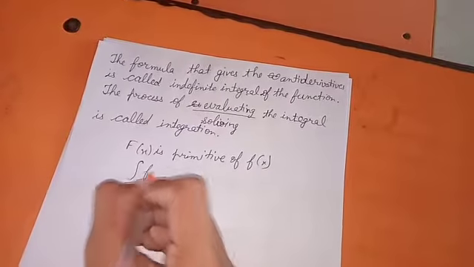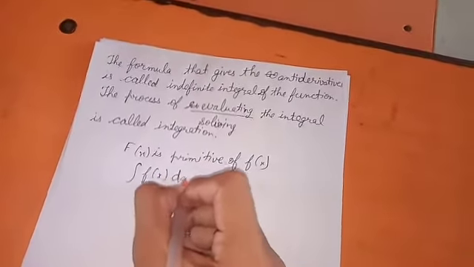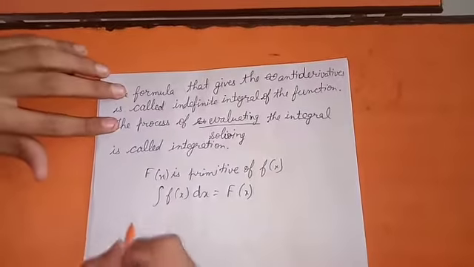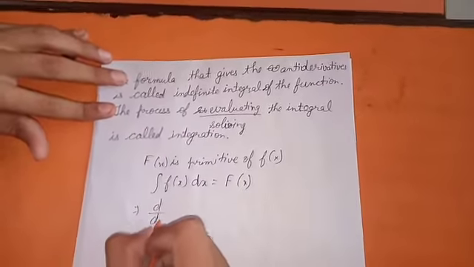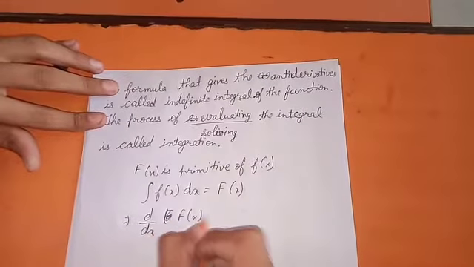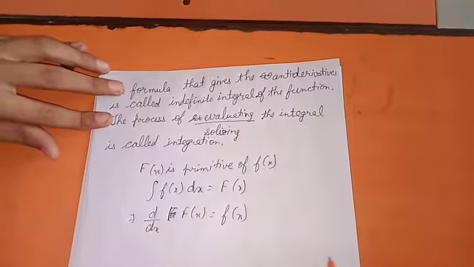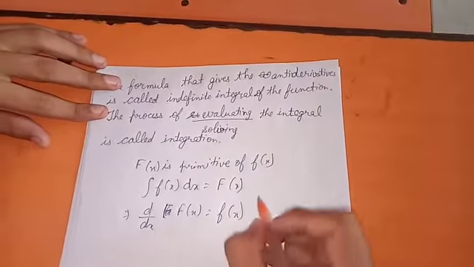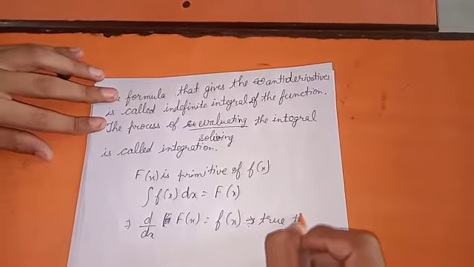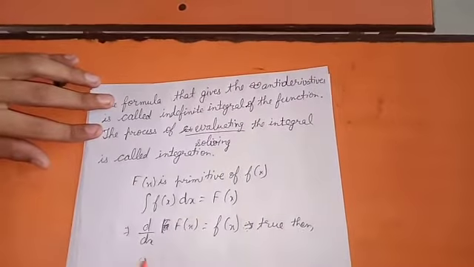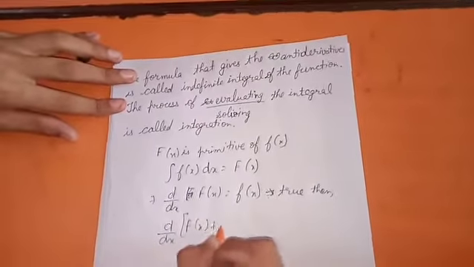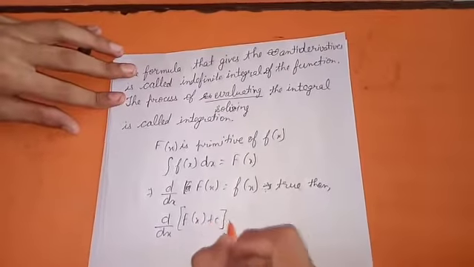If integration of f of x with respect to dx is equal to F of x, that means I can write this in this form: d by dx of F of x is equal to f of x. If this is true, then d by dx of F of x plus c, means differentiation of this whole, is also equal to f of x.